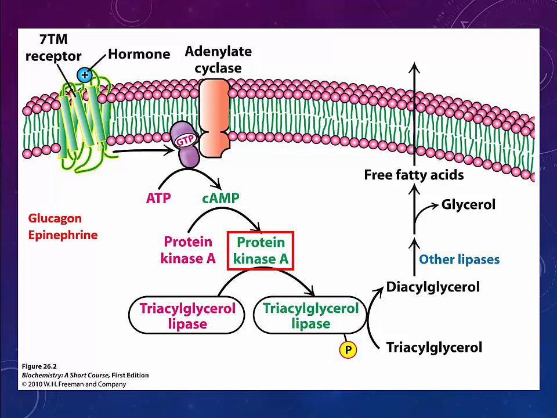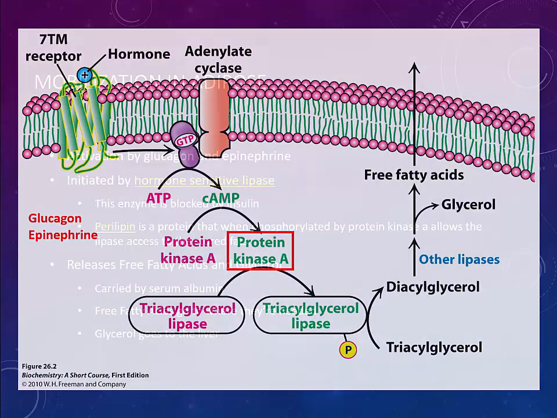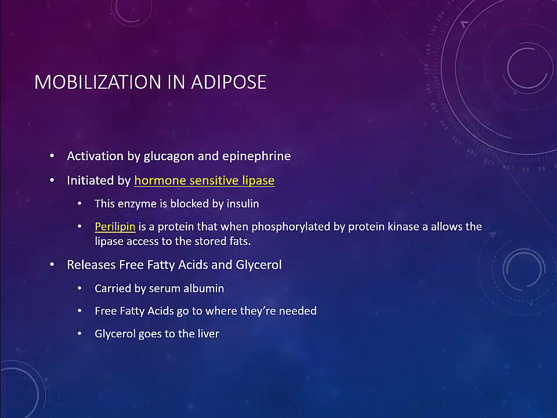The active triacylglycerol lipase converts triacylglycerol to diacylglycerol, and other lipases remove the remaining fatty acyls. What's left is glycerol and free fatty acids. The free fatty acids can be exported to the blood and ultimately transferred to mitochondria in needing cells. So in adipose, we're talking about transferring fuel out of storage and making it available to the body.